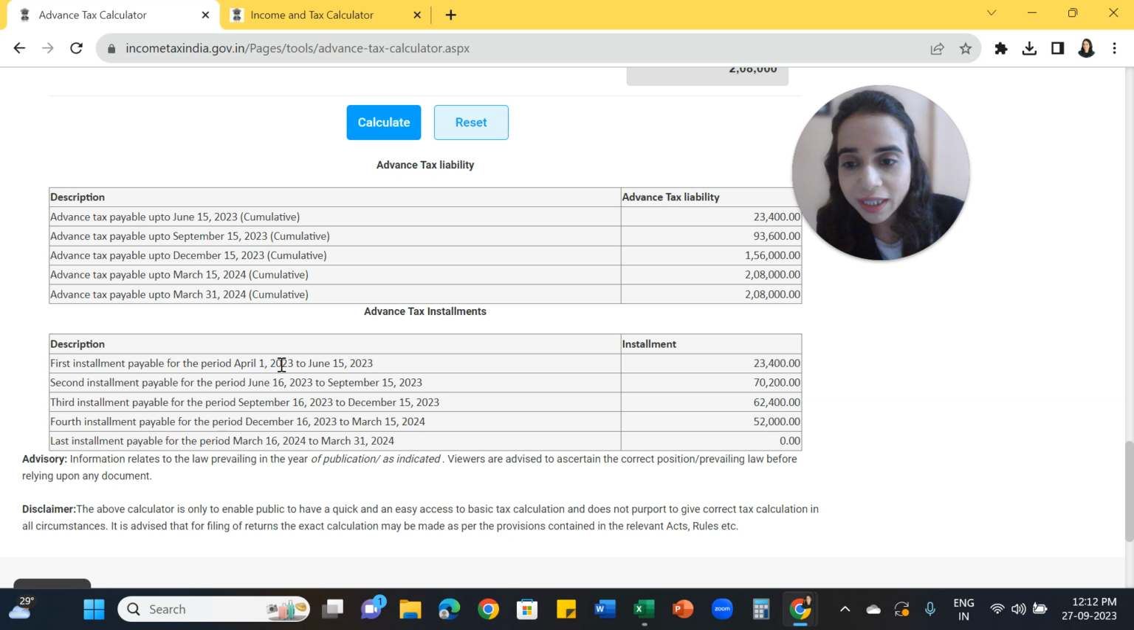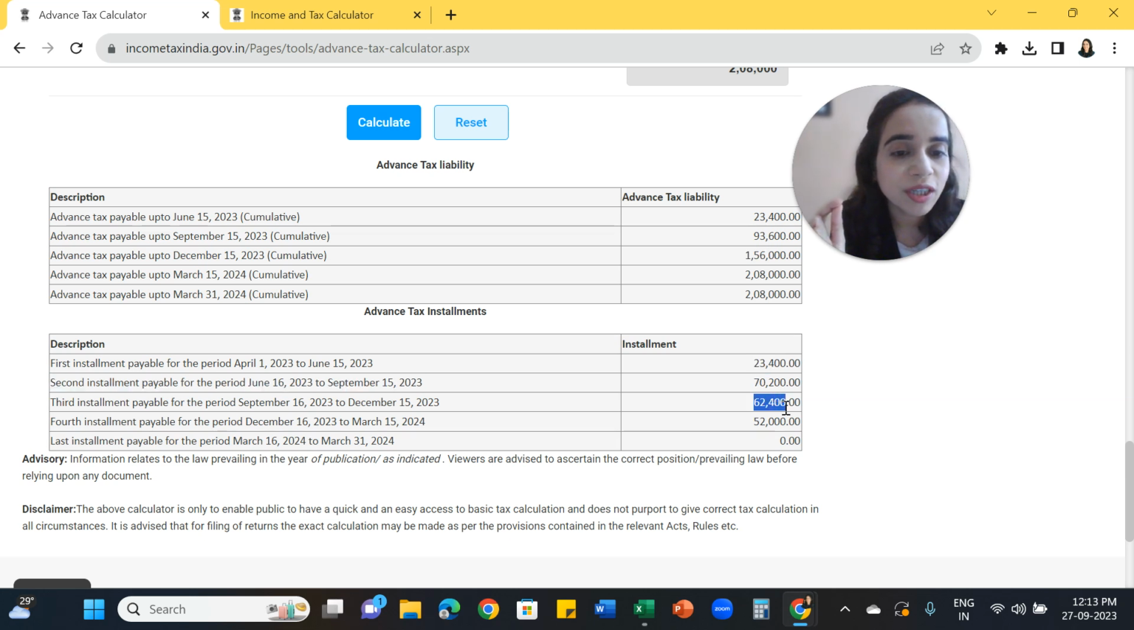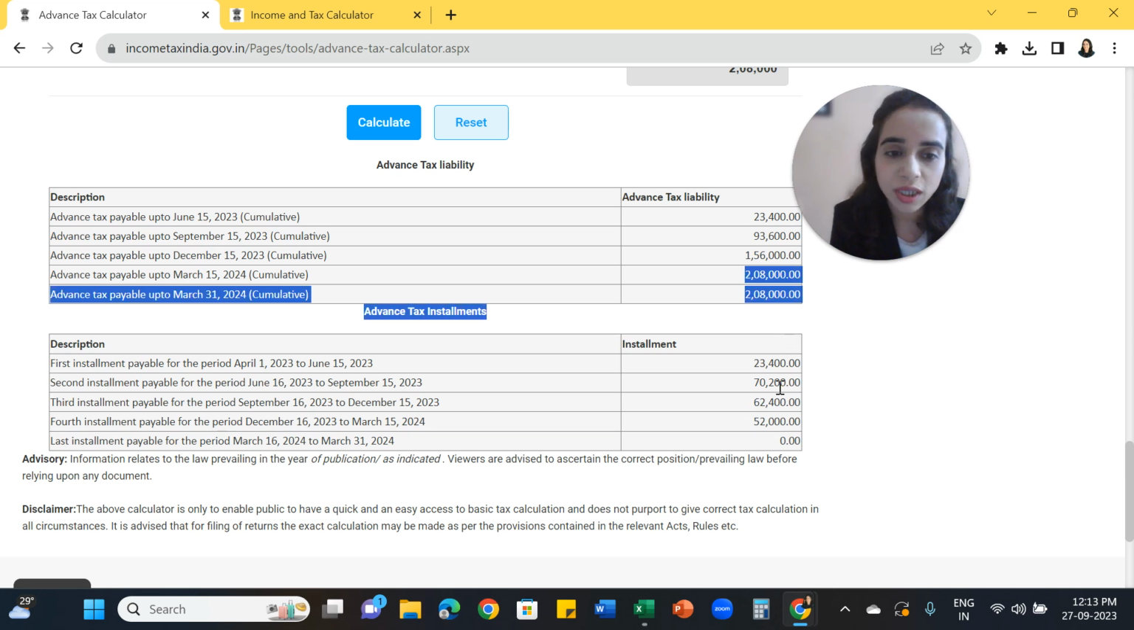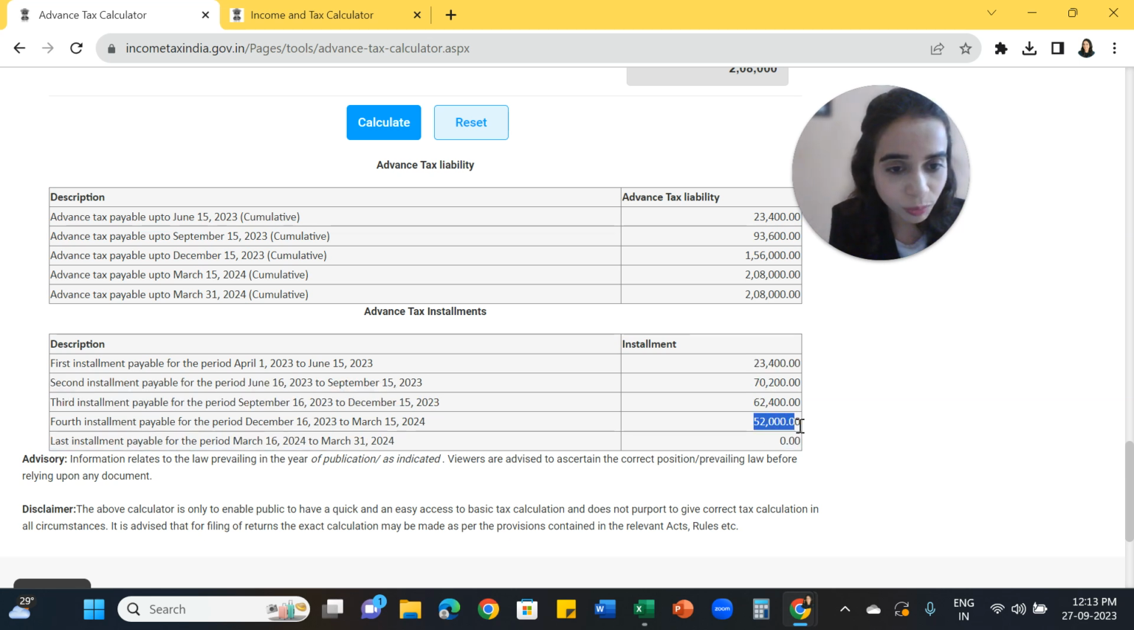Now again here it will tell you if you have paid 23,400 in the first installment, then in the second installment I don't have to pay 93,600. So how much do I have to pay? 7,200. Total 1,56,000 should have been paid by this date, but I have already paid 23 plus 70, so the remaining I am obliged to pay is 62,400. Total 2,08,000 should have been paid by March, but I have already paid 23, 70 and 62, so I am liable to pay only 52,000 as the last installment of March.